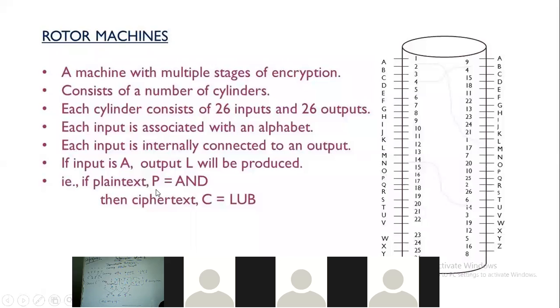Now, for example, if the plain text P is A, N and D, then the cipher text will be L, U, B. A is replaced with L, N is replaced with U, D is replaced with B. D is letter 4; if I press D, its output will be D. So it is used for replacement of letters. Clear?